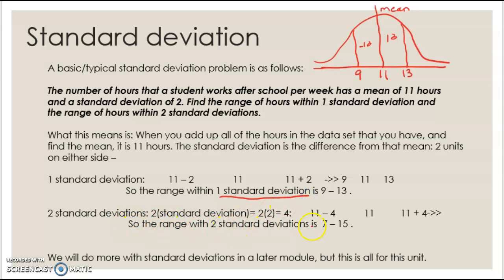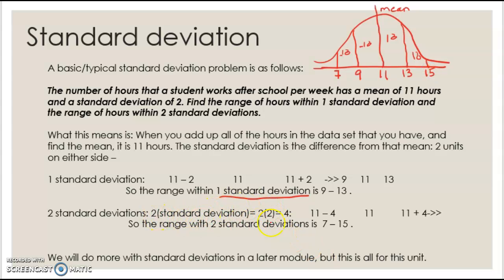For 2 standard deviations, you're going to do it again. This would be minus another standard deviation, and this would be adding another standard deviation. So 9 minus 2 at that point is 7, and 13 plus 2 is 15.